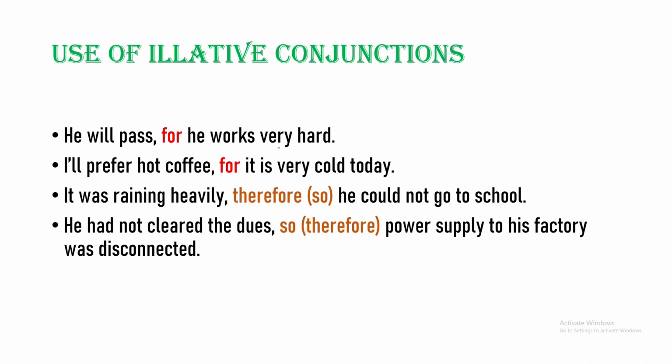He will pass, for he works very hard. There should be one evidence. What is an illative conjunction? It is used to express an inference. What is inference? One conclusion reached on the basis of evidence or reasoning. He will pass, for he works very hard. Two sentences: he will pass, and he works very hard. What is the evidence here? He works very hard. That is the inference, the conclusion: he will pass.